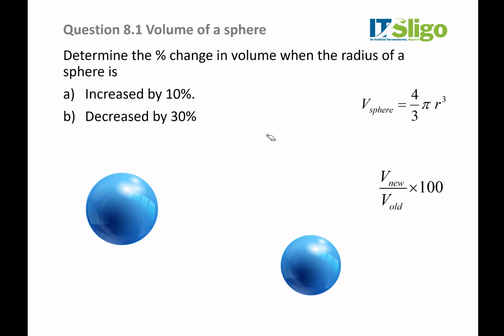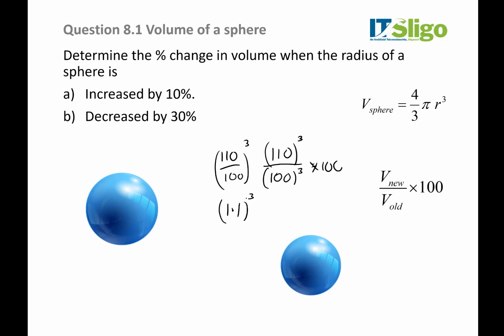So the new volume is 110% cubed over 100 cubed. Now you can always do a little bit of maths here as well. This is going to be 110 over 100, cubed. Divide top and bottom by 10, or even just do the maths and it'll be 1.1 cubed, and then multiply that by 100. So that'll get you there.